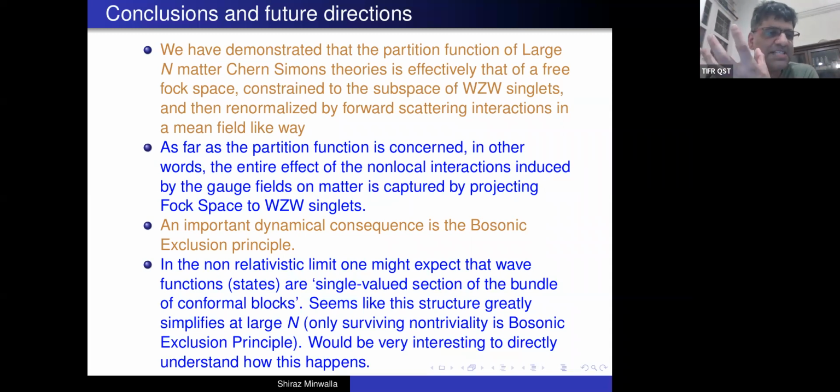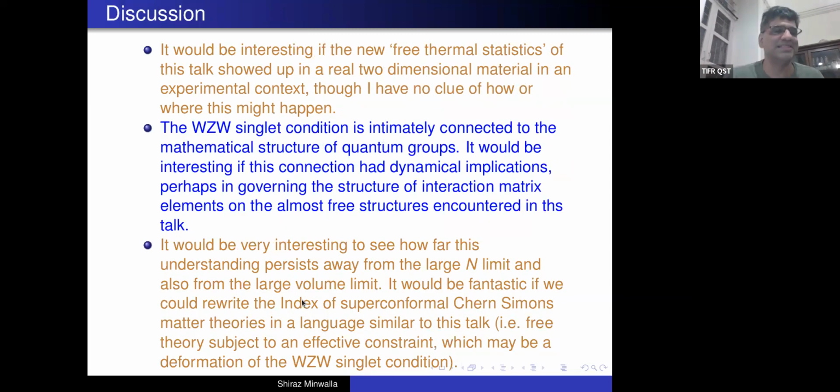What we're trying to do now is to take the large n limit of this description. What I'm hoping to see, but we've not yet seen, is that when we take the large n limit, all the non-triviality of these conformal blocks go away, except for one thing, namely the Bosonic exclusion principle. This is what I'm hoping is true. You might think it's a very wishful hope, but it's a very clear mathematical question and we're looking at it. Sorry, I can't say anything more precise than that.